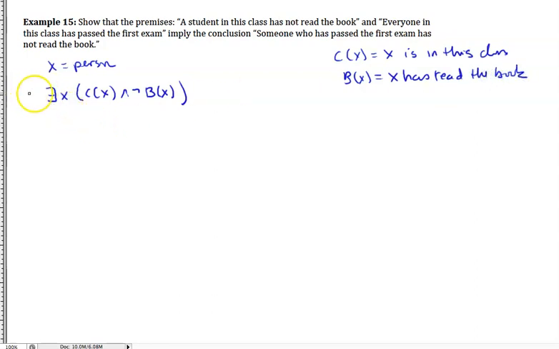All right, so that's my first premise. Everyone in this class has passed the first exam. So for every person x, if they are in the class, then they pass the first exam. Px is x has passed the first exam.